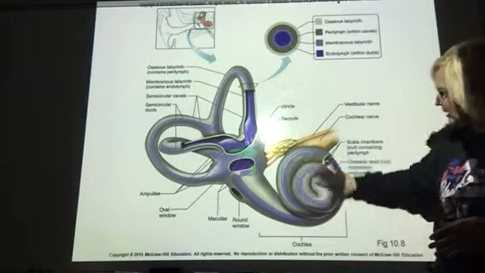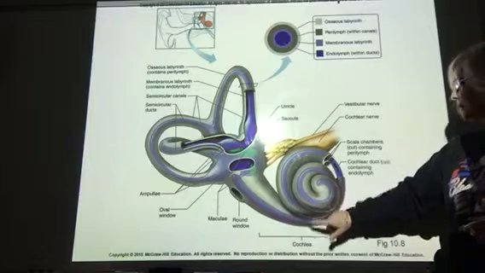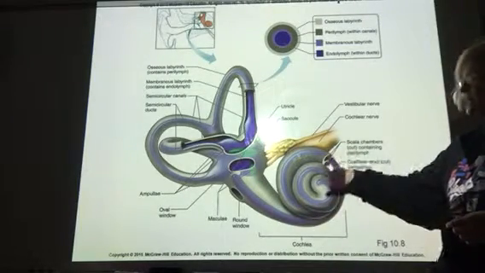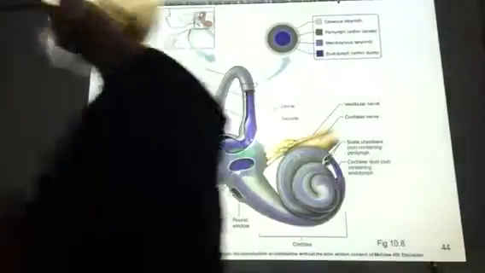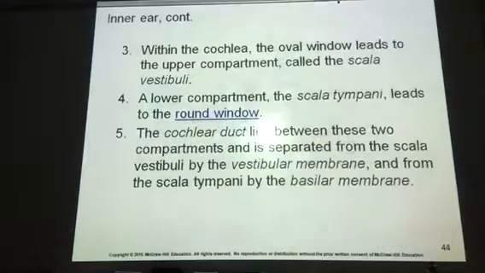Over here then is that snail-shaped object I was talking about. This is your cochlea, and we'll look inside this a little bit more. Your cochlea is most important for actual reception of hearing. So within the cochlea, the oval window leads to an upper compartment called the scala vestibuli, and then there's a lower compartment called the scala tympani, and they're going to lead to a round window. So oval window first, round window second. The cochlear duct lies between those two, and then there's a membrane that separates it, and then there's a base membrane. Basilar membrane is going to be at the bottom.